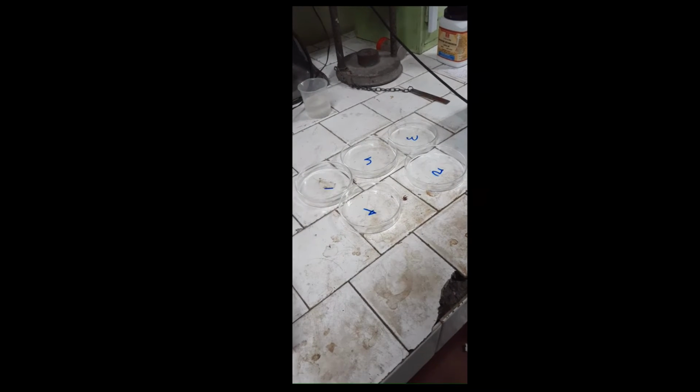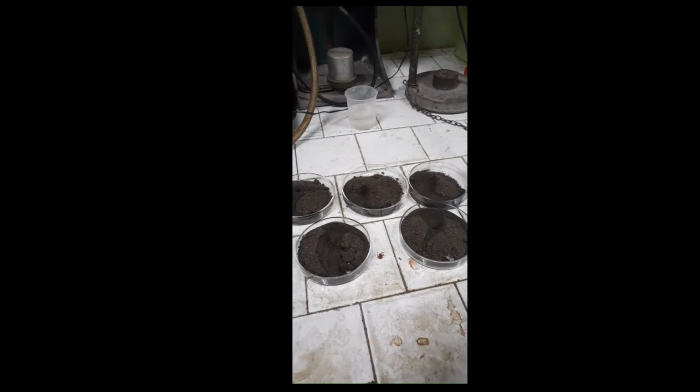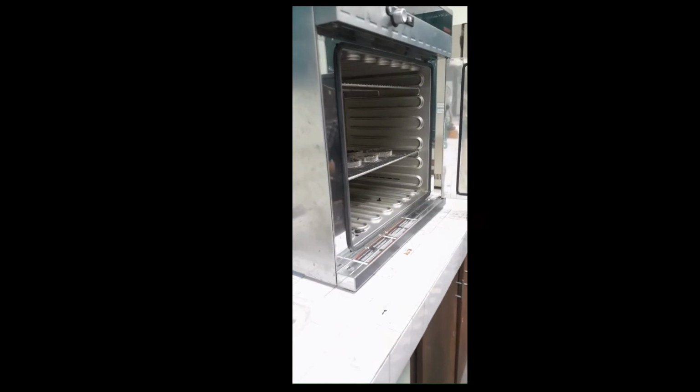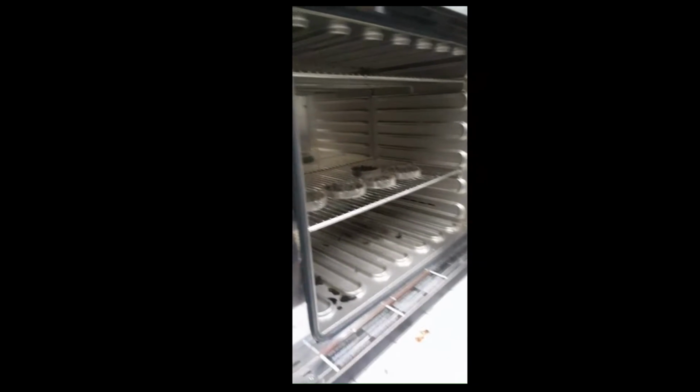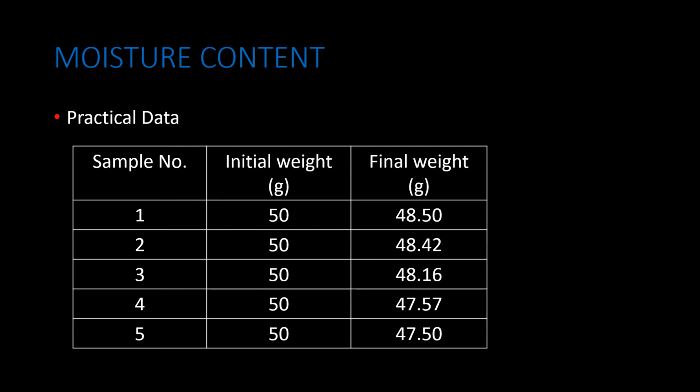Now we add measured 50 grams of sand to these labeled 5 dishes from each of the 5 samples which were prepared by adding different amounts of water. Then keep them in the oven at 110 Celsius for 2 hours. Here you can see the final weight of each sample. Using this data, you can calculate the moisture content.